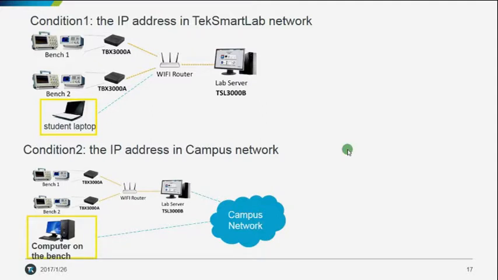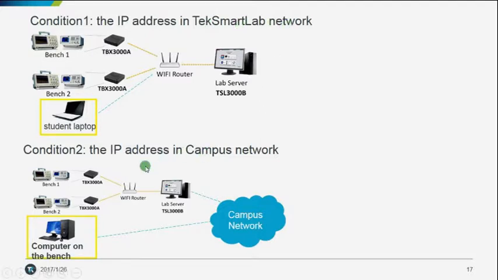In both examples, the Wi-Fi router creates the TekSmartLab network. In condition 1, there is no computer on each bench, so students use their laptop or mobile to access the SmartLab network. At the same time, the lab server is connecting to the SmartLab network, so the server IP should be the server's IP in the SmartLab network.